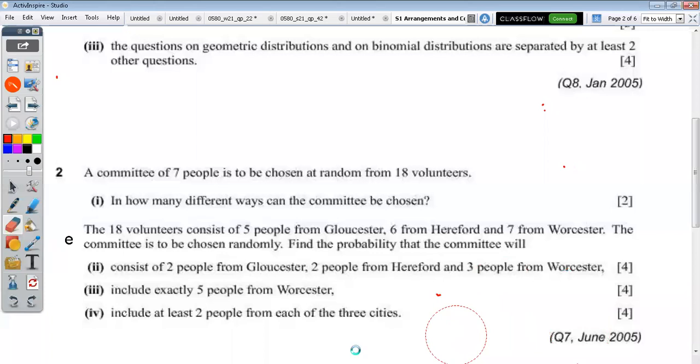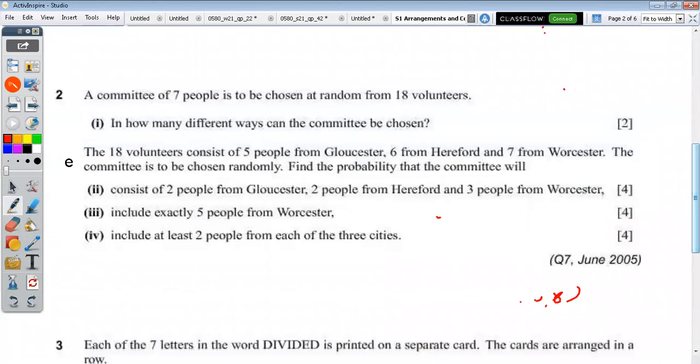Remember. Now look at this here. Sometimes when you see a question, you have to know, is it arrangement, is it permutations or combinations? Now a committee of 7 people is to be chosen at random from 18 volunteers. In how many different ways can the committee be chosen? So what do you do? 2 marks for free. Is it permutations or combinations?